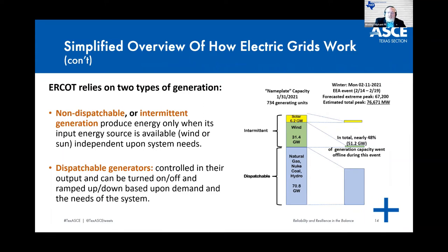During the Uri and Viola winter events, a total of approximately 48% of the expected available generation capacity went offline. While we will talk about what happened during the winter storm events on the next slides, I think it should be injected in here that while non-dispatchable generation, wind and solar, did have generation capacity go offline due to winterization issues, most of the generation from those sources was expected to be offline and predicted to be offline. The bulk of the unexpected loss of generation capacity came from the dispatchable generators, primarily the loss of thermal generation units.